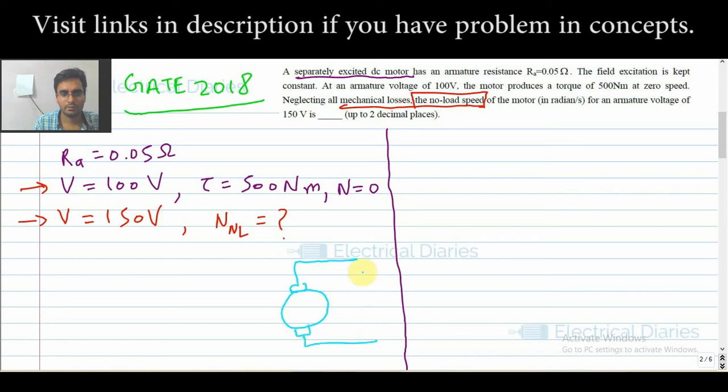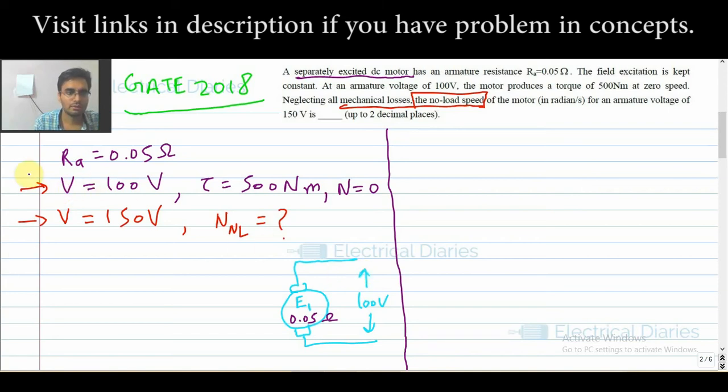Yeah, so it is given to us as 100 volts, and here EA is not given to us. Let me mark it as E1. What else is given? RA is given to us as 0.05 ohms. So now he is trying to ask what is the speed. Now, how to tackle this question?